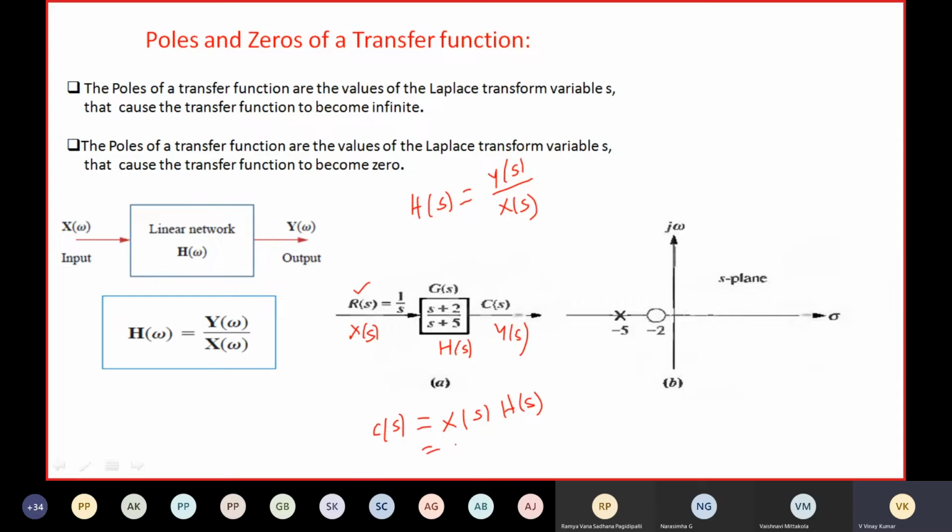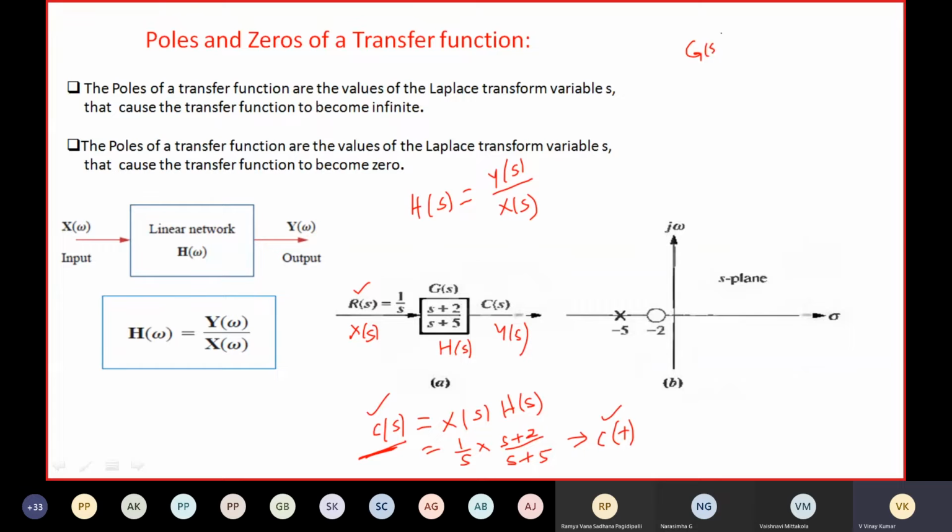Then c of s would be 1 by s into (s plus 2) by (s plus 5). This is the output in the s domain. By applying the inverse Laplace transform, using partial fractions, you can find c of t, the output in the time domain. So here, what is the transfer function? What is g of s?